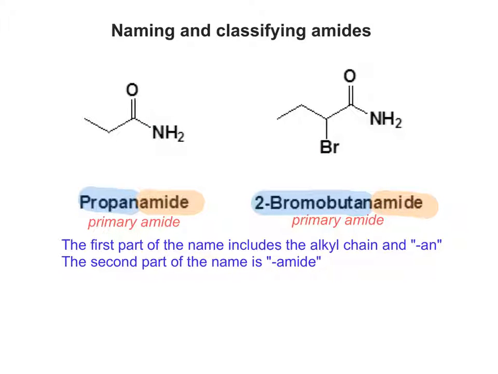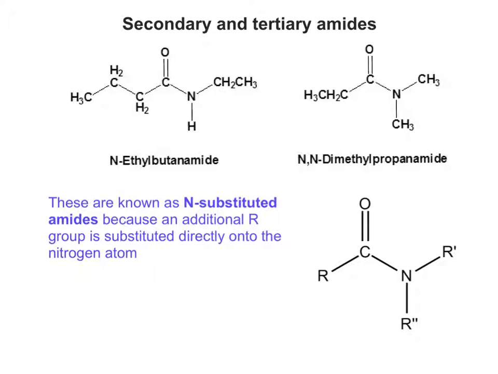These 2 possible examples are primary amides, because there are 2 H's still attached to the nitrogen. Secondary and tertiary amides are known as N-substituted amides because an additional R group, such as the ones that I've highlighted, are substituted directly onto the nitrogen atom, remembering that the nitrogen atom is there.